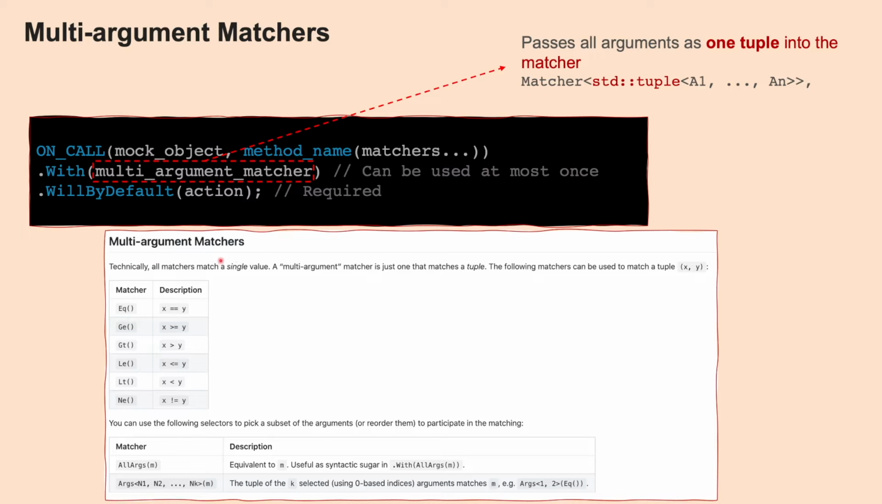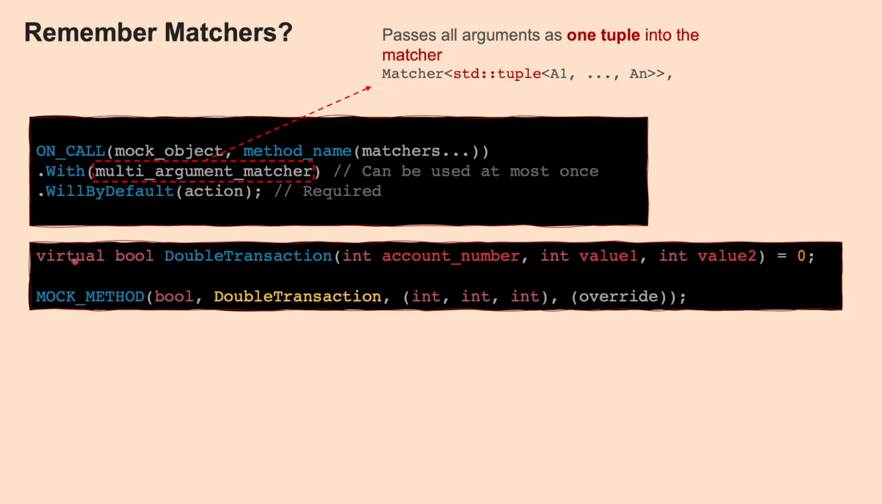The Google Test platform provides some multi-argument matchers out of the box. For example, Eq is used to see if two arguments are equal to each other or not. Let's see an example of these matchers. Suppose my interface has this function called doubleTransaction, which takes the account number and two values to be credited or debited to this account. Using the MOCK_METHOD macro, we can mock this as shown here.